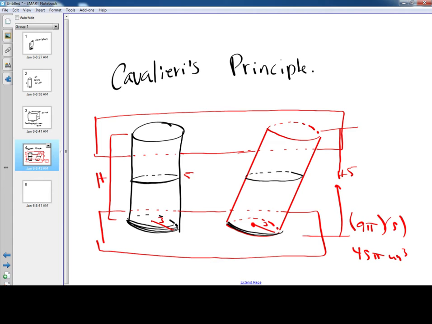Question on Cavalier's? No? It's not really a difficult idea. All they're doing is taking all those little slices and they're tilting them a little bit, but it's still the same number of slices, correct? Whole beans. So, what I want to do today is I want to practice some of these because the idea is the same for every single one of them. If you understand how to find volume, you can find the volume for anything, right?